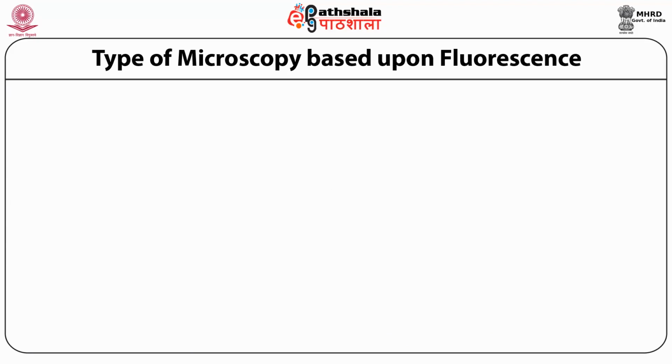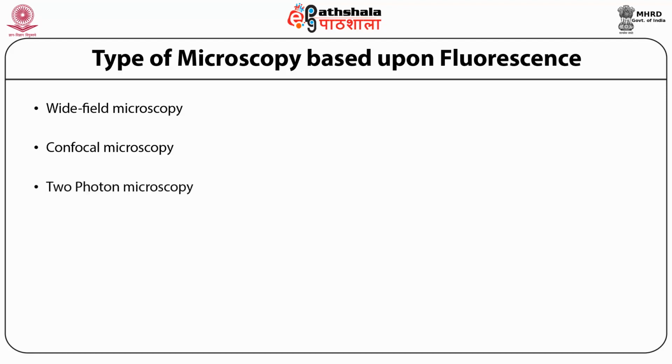So fluorescence based microscopy is of three kinds. One is wide field microscopy, and as the name suggests, a wider area is captured in this. Confocal microscopy, on the other hand, has very focused illumination which is guided by a laser, and also uses a pinhole to get a much sharper image. And third is two photon microscopy, in which two photons are used to excite the signal and get an image.